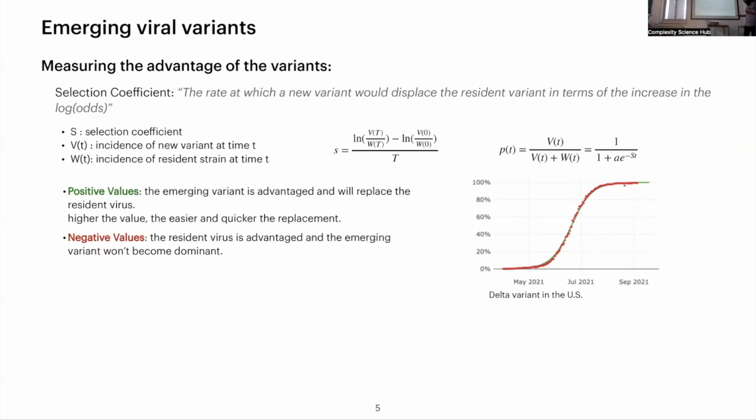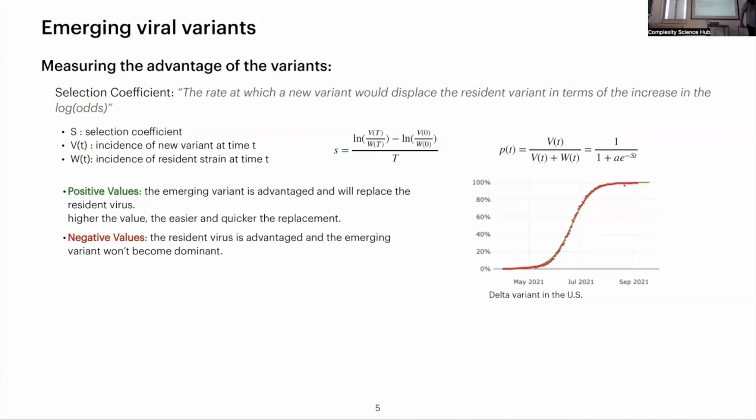With a little math, we can come up with this nice equation. Here P is the frequency of the new variant, and it has a logistic form. This equation provides us with a solid statistical method to estimate selection coefficients. So now, simply what we need is to fit this logistic curve and find its growth rate, which is the selection coefficient.